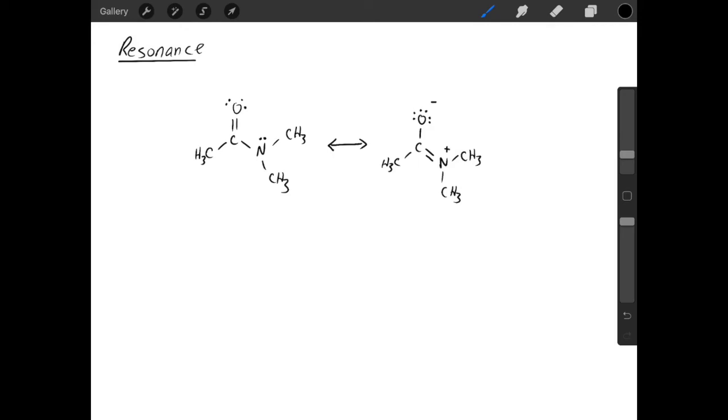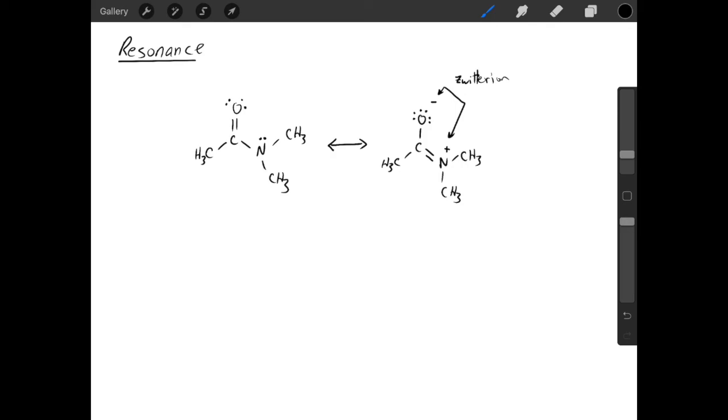You can also draw more complicated resonance structures, like this one. The left-hand example is electrically neutral. All the formal charges are 0. And the version on the right-hand side is also electrically neutral, but all the formal charges are not 0. So this is what's known as a zwitterion, where it's got a positive and negative charge that cancel out to make a neutral structure.